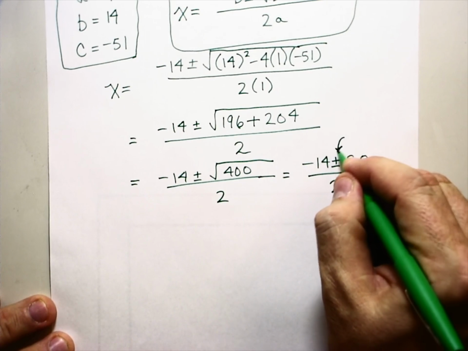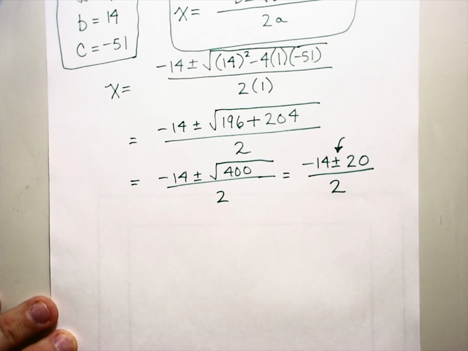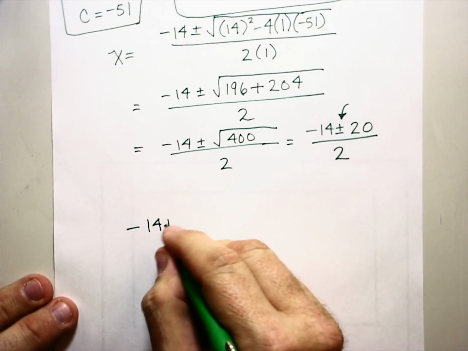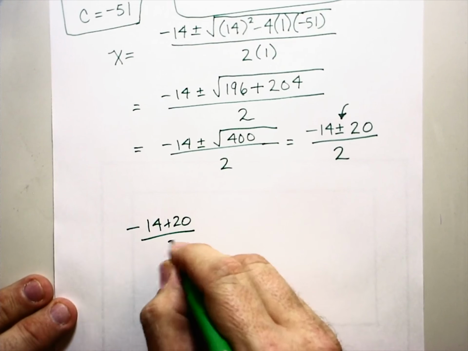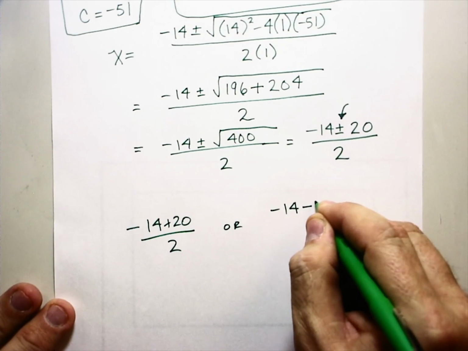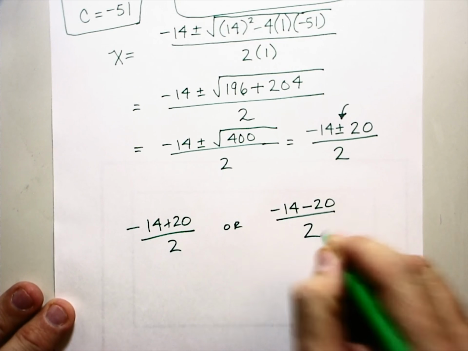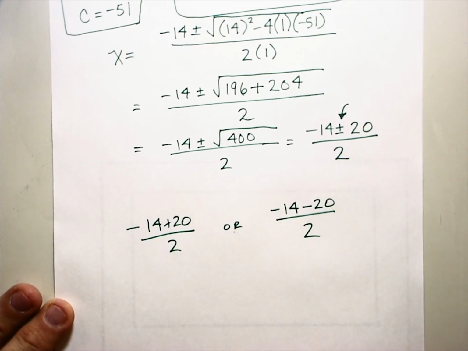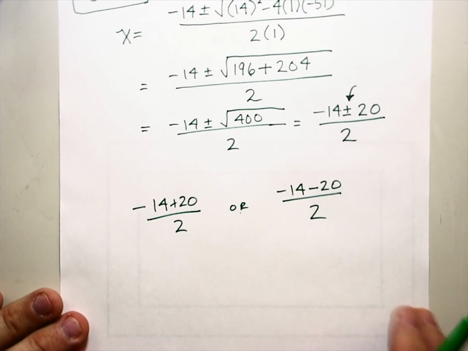Now this plus or minus symbol is a shortcut symbol we use so that we don't have to do the quadratic formula operation twice. But at this point, we need to break this into 2 separate problems. Negative 14 plus 20 over 2, or negative 14 minus 20 over 2. When we say plus or minus, here you see the plus or minus. And then we're going to simplify both of those fractions to see what we get.